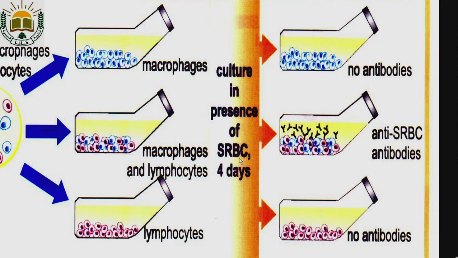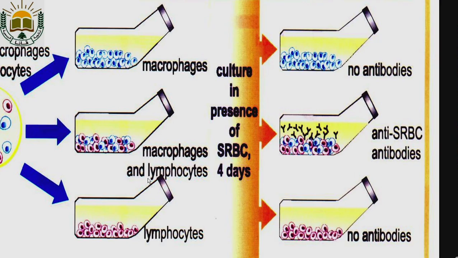SRBC is the abbreviation of these four words: sheep, red blood cells. We put the red blood cells of sheep also. So in this part of the document, we have culture in the presence of sheep red blood cells for 4 days. So we are adding nutrition in the presence of sheep red blood cells for 4 days, for each of these 3 containers.